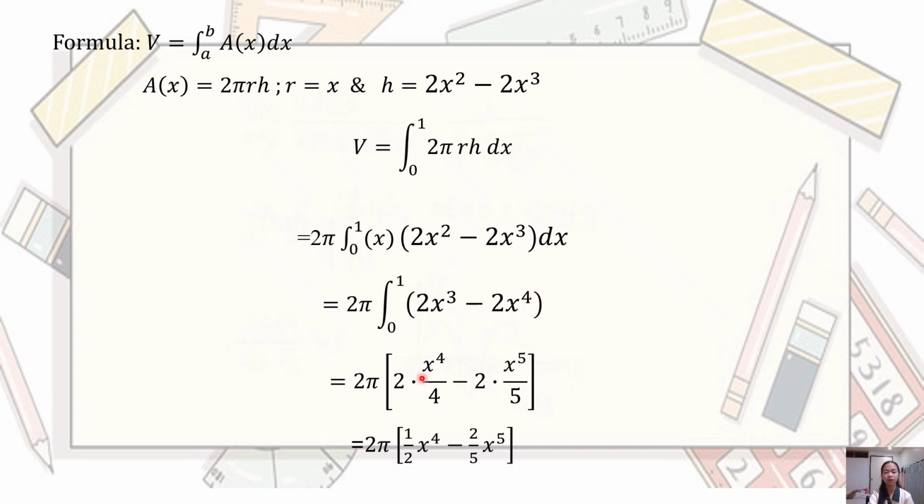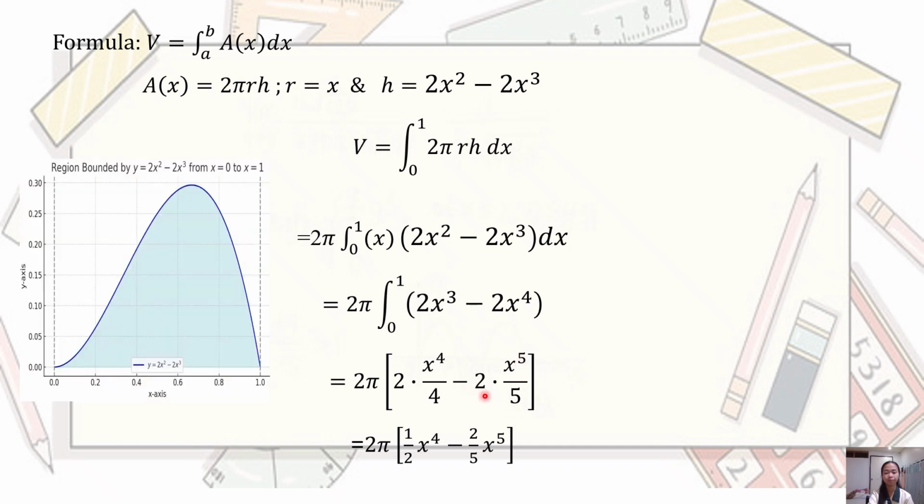Now let's simplify. 2 times x raised to 4 over 4 is 1/2 x raised to 4, because we multiply 2 over 1 times 1/4. Our result is 1/2, and copy x raised to 4. Minus 2 times x raised to 5 over 5. So 2 over 1 times 1/5 is 2/5 x raised to 5. So this is the region, by the way.